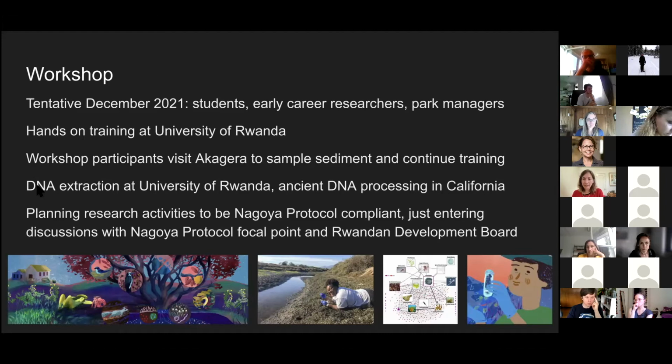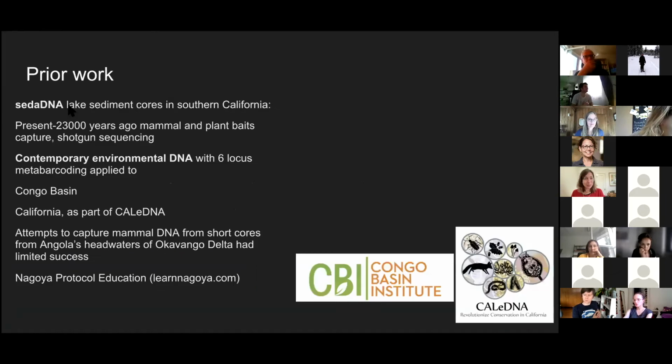And then we'll process the ancient DNA. We're planning on that tentatively to be in California, but we're really trying to make sure that we're Nagoya Protocol compliant. We recently got word that this was funded; we actually submitted it a really long time ago, and the delay was pandemic related. So we want to make sure that we have all the permits, permissions and benefit sharing plans in place, and also know how to regulate the samples and the DNA. So we're excited to get into the science policy side of things as well.